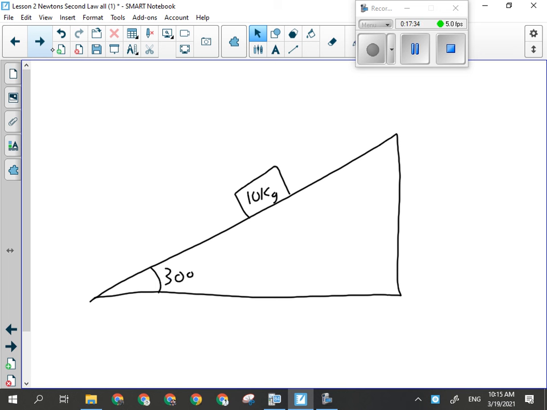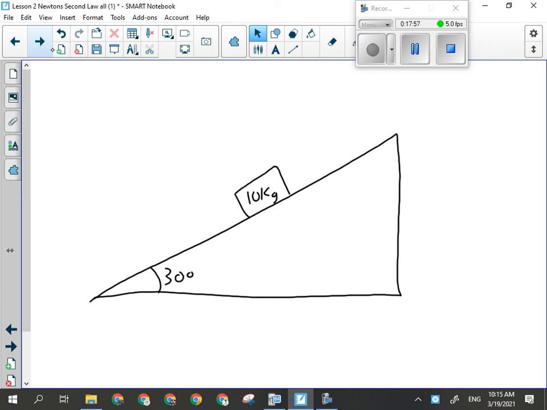So, if I set something on a ramp, generally what is it going to do? Slide down. Why? Okay, and we always say because of gravity, which is partly true. Which way is gravity pulling this box? Straight down, but it can't go that way. Why not?